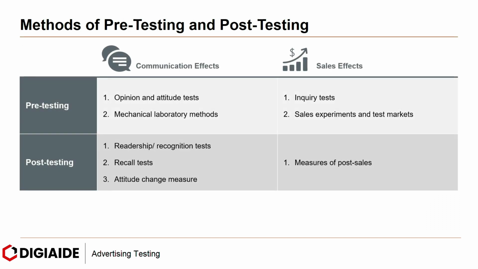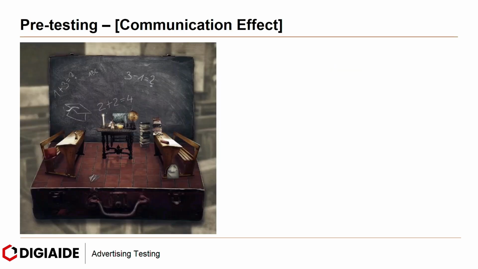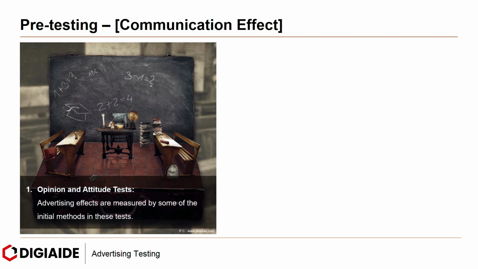Now let's look at the methods of pre-testing and post-testing. They broadly entail two types of method, communication effects and sales effect, and there are many sub-methods within each of them. Let's look at each one of them briefly, starting with pre-testing communication effect. The first method under this is the opinion and attitude test.